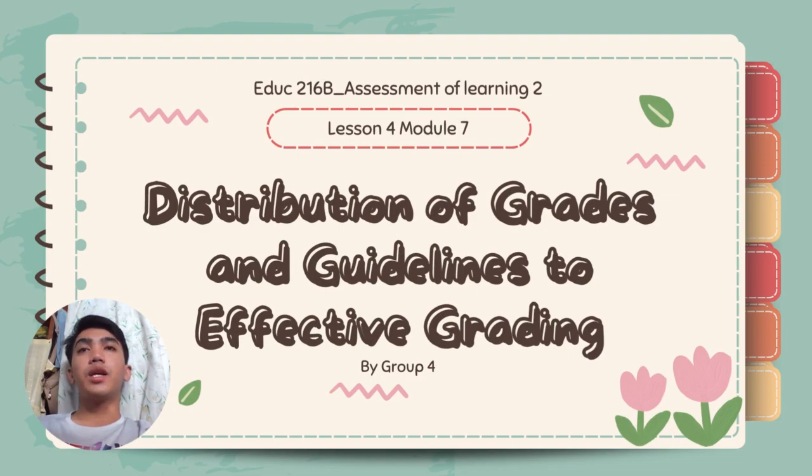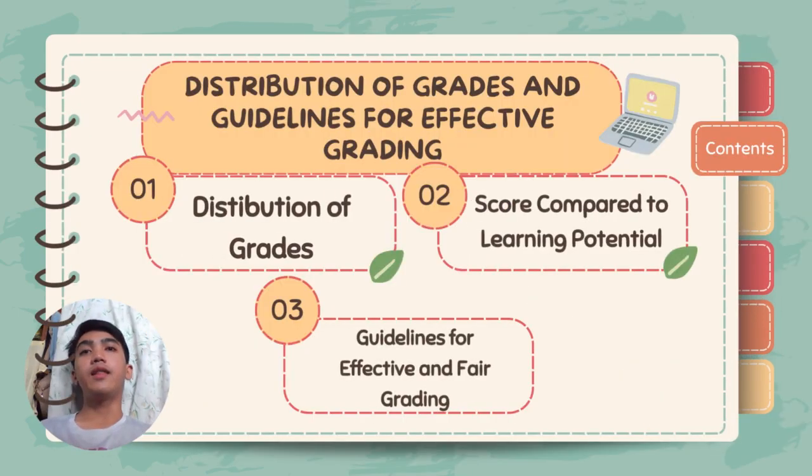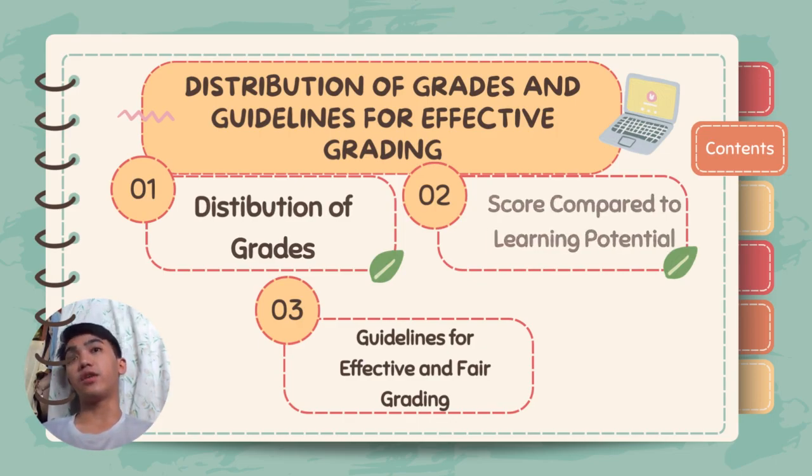Hello everyone, good morning. We are now down to Lesson 4 of Module 7, which is the distribution of grades and guidelines to effective grading. In this lesson, there are three components. The first one is the distribution of grades, which is discussed by me. The second one is the score compared to learning potential, which is discussed later on by Miss Yowen Sab. And for the third one, the guidelines for effective and fair grading, which is to be discussed by Miss Francel and Miss Kyla later on.